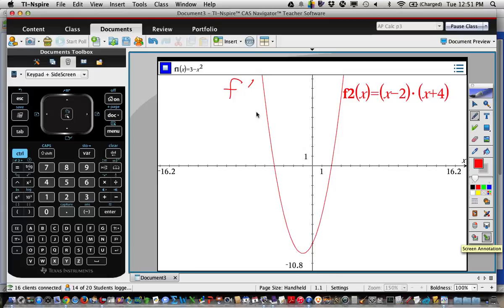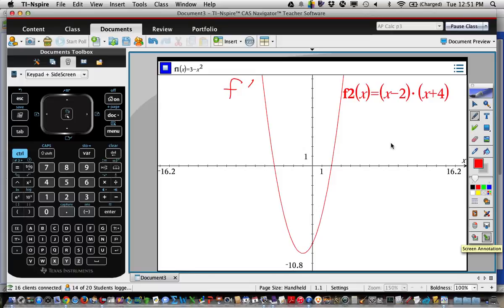Probably won't come up a lot, but it may. All right, so here we go. So we got part A. That's a good part of this. Where is F increasing? F's increasing when F prime is positive. So from -infinity to -4, and from 2 to infinity.